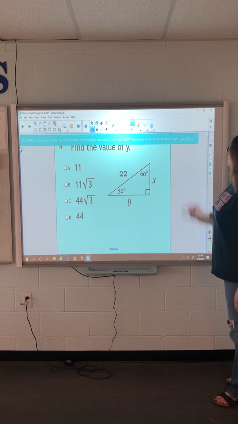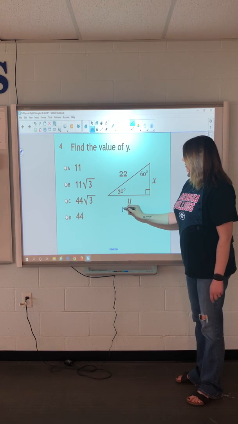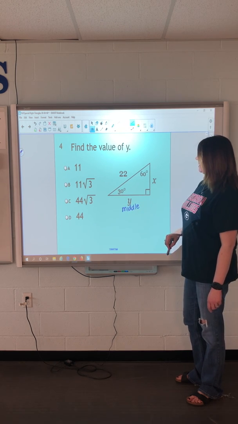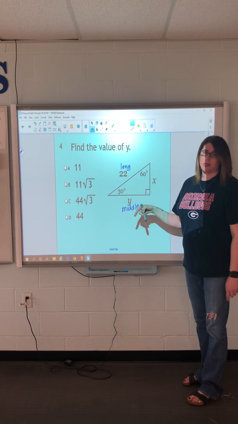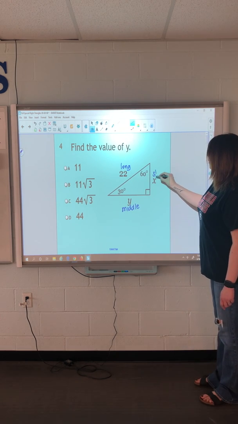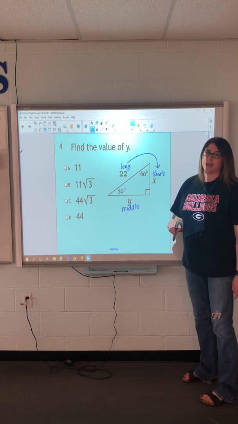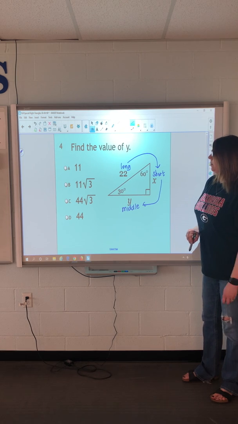All right, number 4, find the value of y. This represents the middle side. The information that they gave us is about the long side. Again, there's no relationship between those two. So in order for me to solve this problem, I first need to get the short side, and then I can take my short side and work my way over to the middle side.